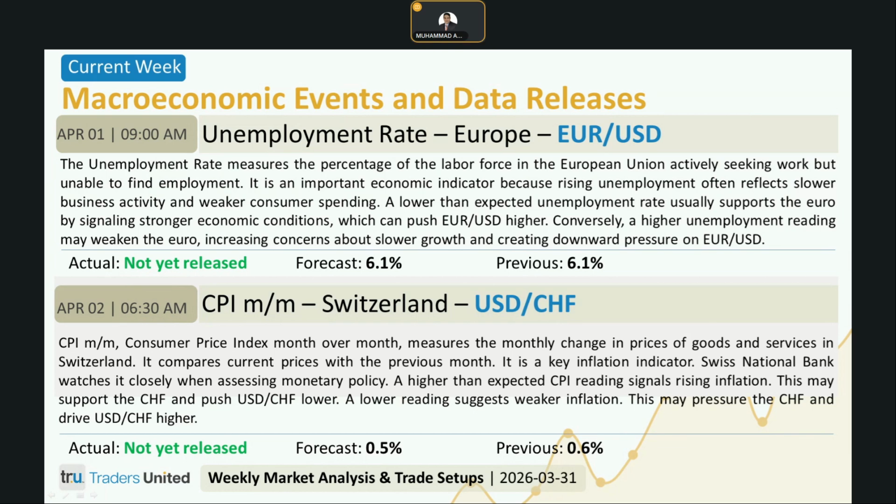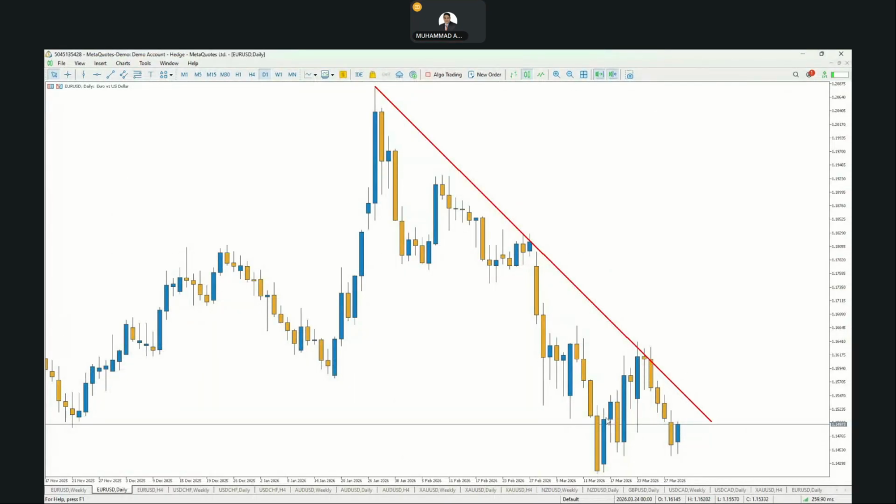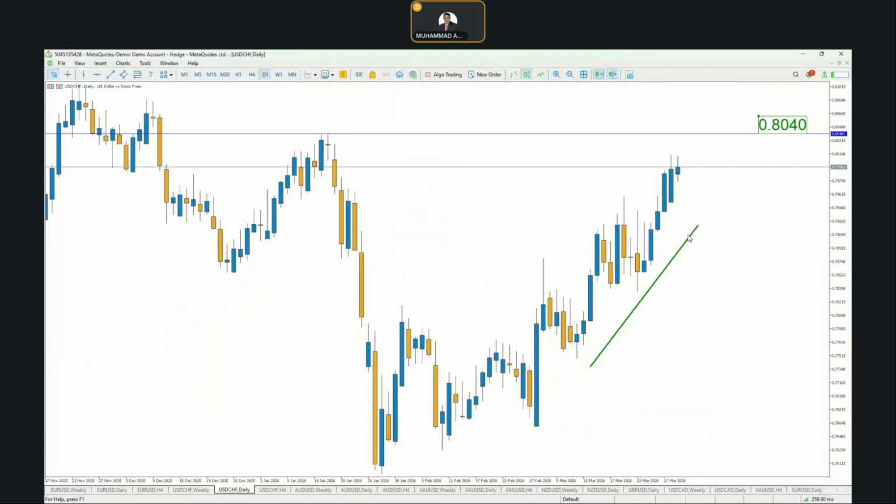Market participants are also watching broader US dollar strength and global risk sentiment, which could amplify or offset the initial move after the news release. Now, why we could get a move in US dollar Swiss franc? Well, as far as the trend is concerned, over here, if you take a look at the price chart of US dollar Swiss franc, it's actually turning bullish over here, and market is probably going to hit 0.8040 level.